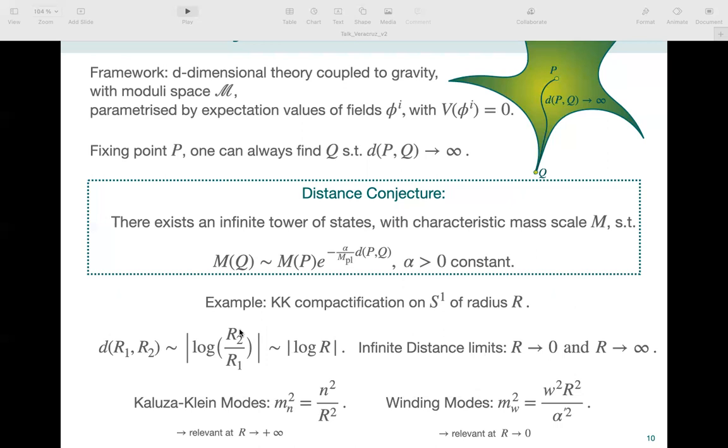But when you have extended objects, like a string, you also get winding modes that arise by imposing that the state when you go around the circle is the same, and this is imposing momentum quantization. Then you have this extra kind of states that, instead of scaling like 1 over r, are scaling like r. So no matter which limit you take, you always find a tower going to infinity exponentially fast. And this is a generic argument why you should have objects of extended spatial nature in your theory.